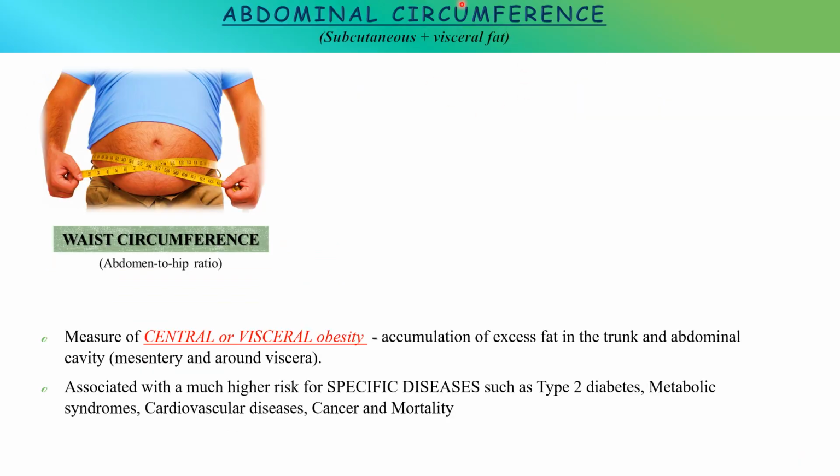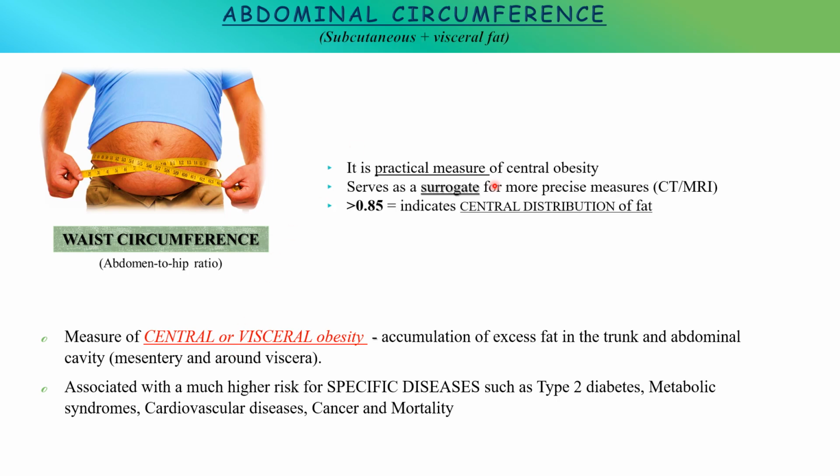So the second very important indirect method for assessment of obesity is abdominal circumference. Abdominal circumference is a practical measure of central or visceral obesity, and it is defined as accumulation of fat in the trunk and abdominal cavity, that is in the mesentery and around the viscera. And this type of accumulation of fat is associated with much higher risk of diseases like diabetes, metabolic syndrome, cardiovascular diseases, cancer, and more mortality associated with obesity.